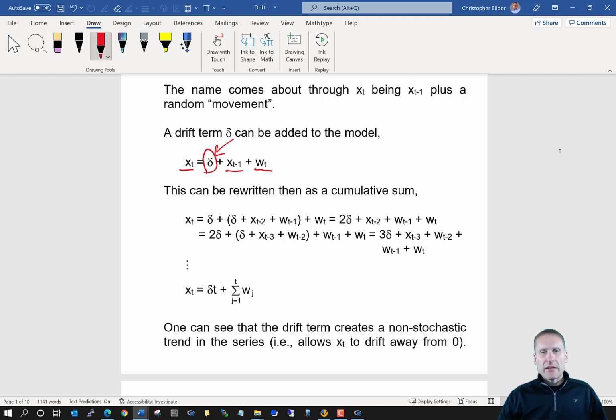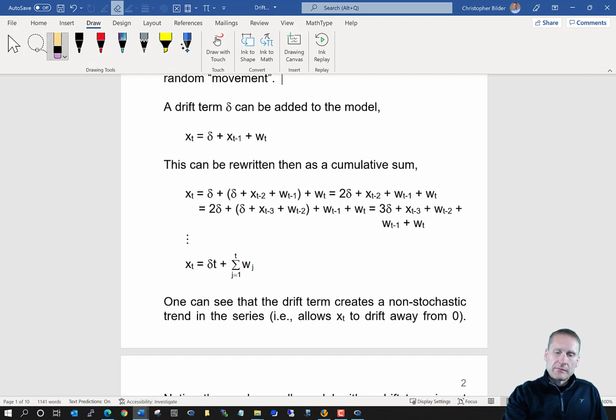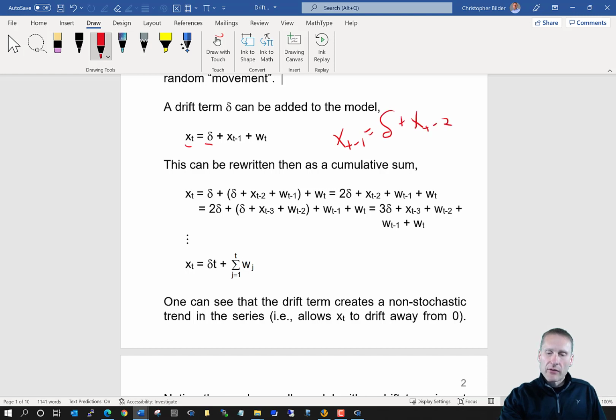Now to understand the effect of this drift term, and also to help you see why it's called a drift term, let's take a look at X_t in terms of a cumulative sum. If X_t is equal to delta + X_(t-1) + W_t, that means of course that X_(t-1) is equal to delta + X_(t-2) + W_(t-1). So in other words, let's stick this into there.